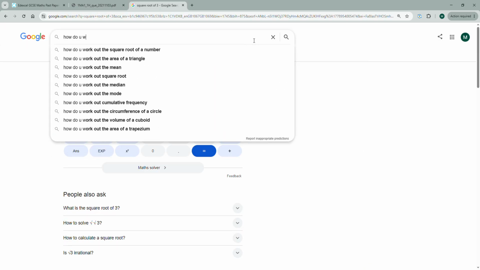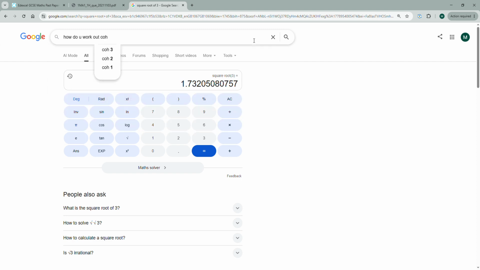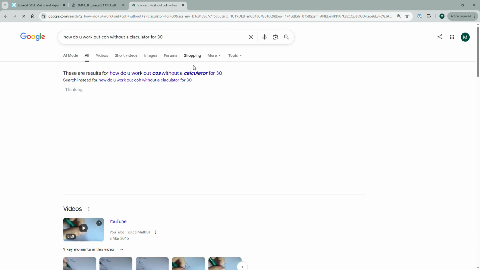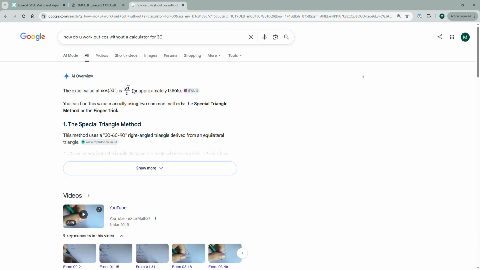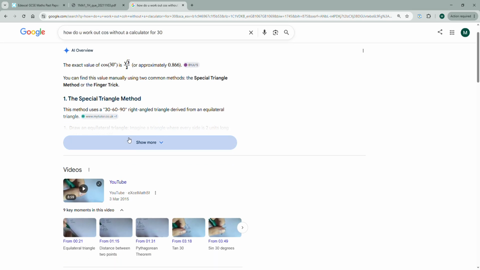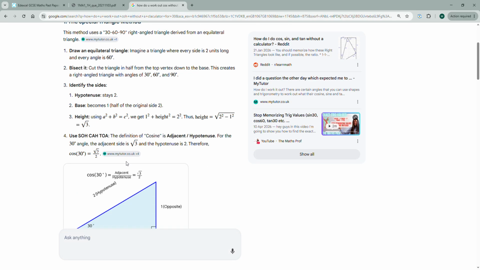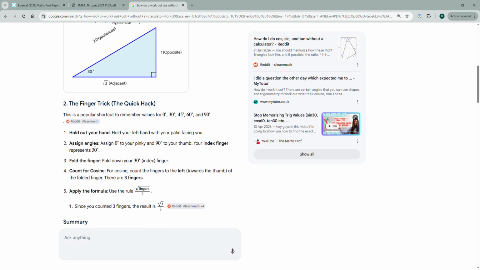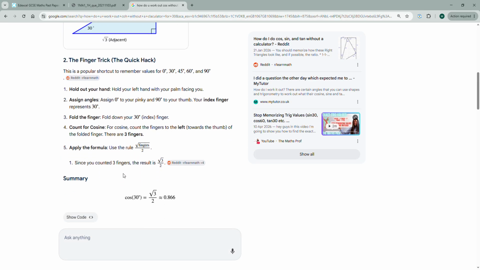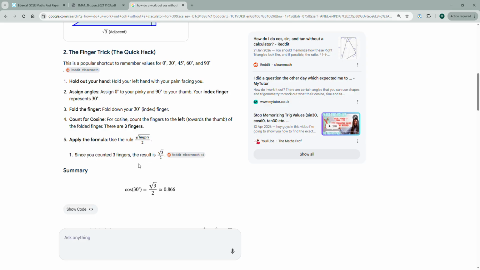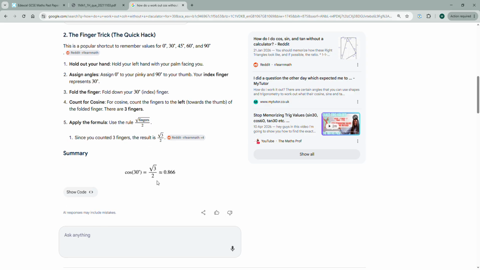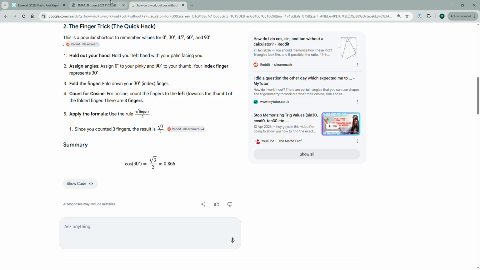So how do you work out cos 30 degrees without a calculator? Okay, let's see. So it's root 3. Okay, I was right. So what is it? Yeah, I got that. Okay, I already know this now. Shockingly. 0.866. So do we just remember that?